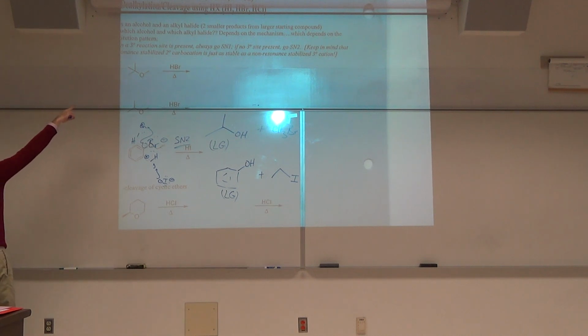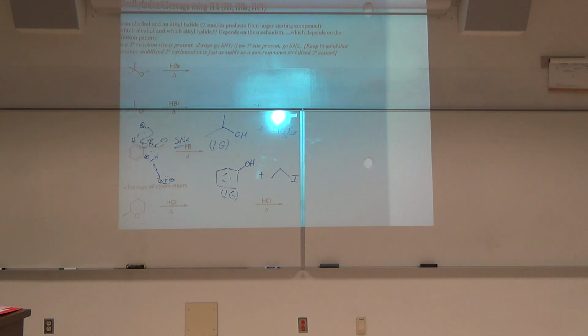What did we do up top in the example reaction? What mechanism did we do up there? We did SN1. Why? We had a tertiary site available. So from the protonated ether, it ionized to make a tertiary cation, and then Br attacked the tertiary cation to give SN1 substitution. That's because tertiary cations are so easy to form, the ionization takes place almost instantaneously. So that's the rule we're using up there.